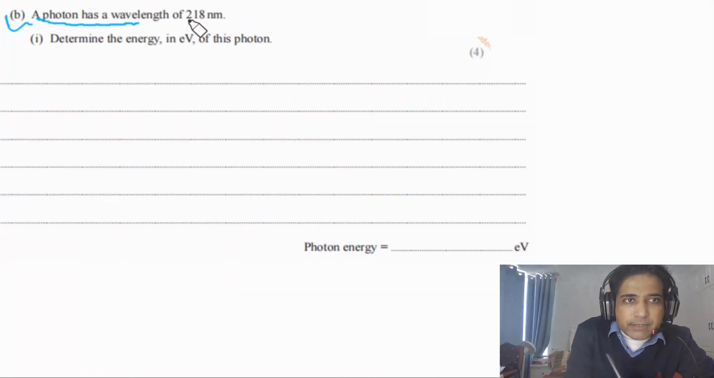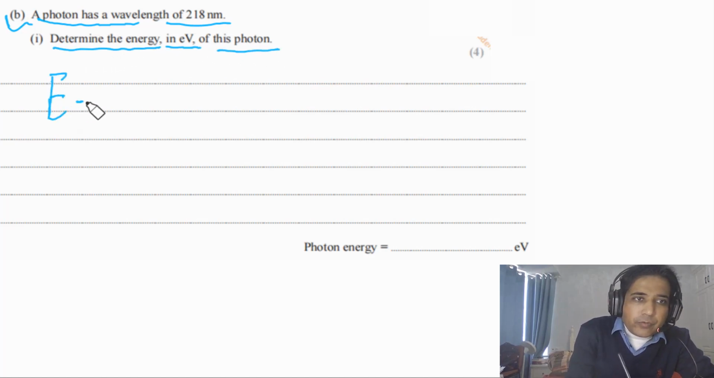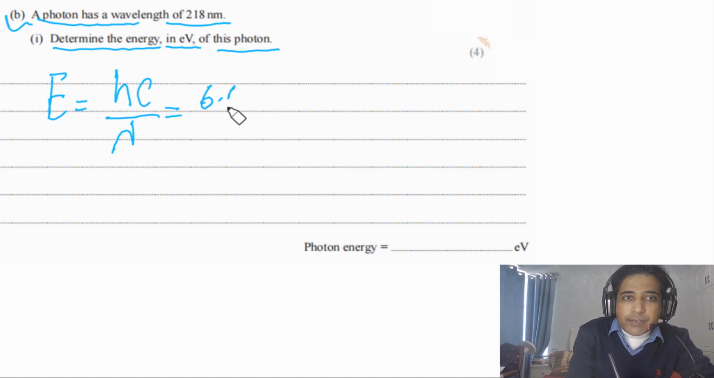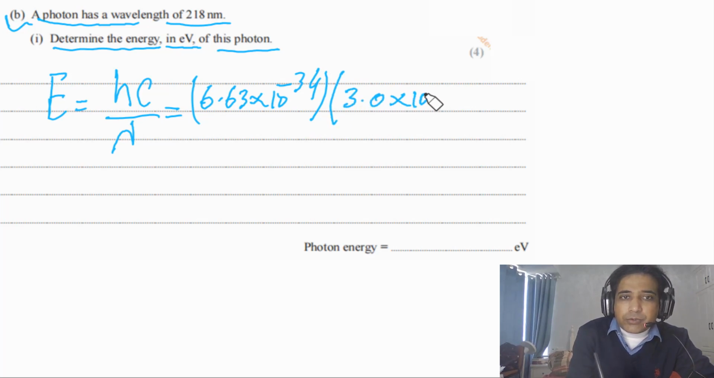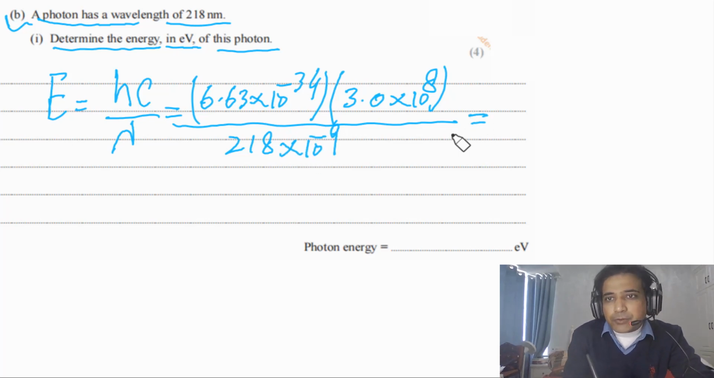Part B says a photon has a wavelength of 218 nanometers. Determine the energy in electron volts of this photon. So simply, energy of a photon is equal to hc divided by lambda. h is a constant and its value is 6.63 times 10 to minus 34 joule seconds. And c is also a constant and its value is 3.0 times 10 to 8 meters per second. The value of lambda is given to us, 218 nanometers, so times 10 to minus 9 meters. If we solve this one, we will get 9.12 times 10 to minus 19 joules.